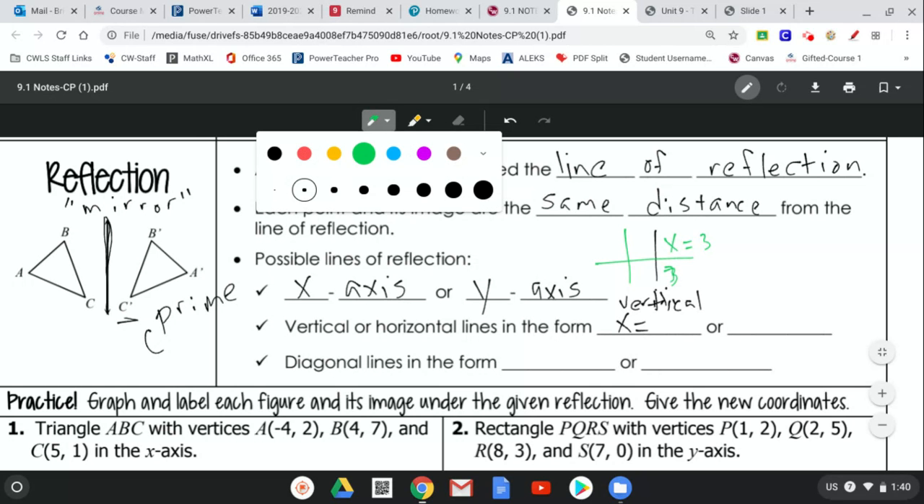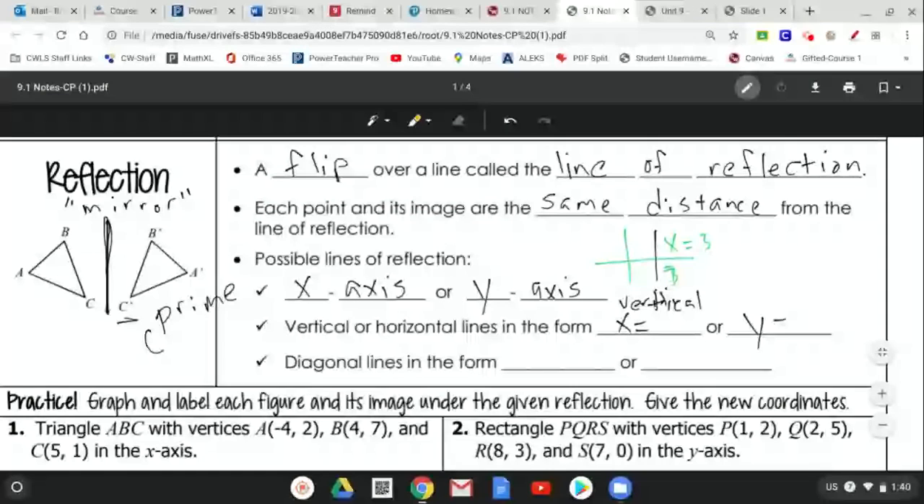Now we can also have a horizontal line, which is going to be y equals. So this is going to be horizontal. That would be something where we have this line right here that crosses. It's a horizontal line, and it is y equals negative 2. You find negative 2 on the y-axis and draw a horizontal line.